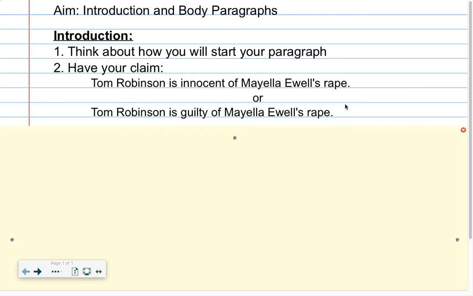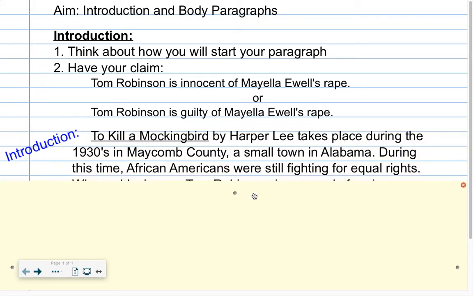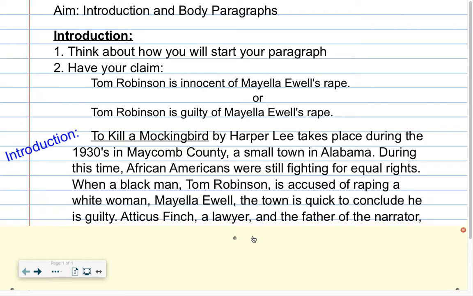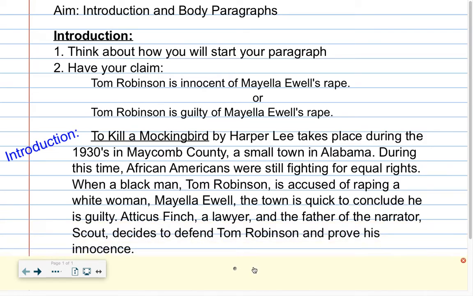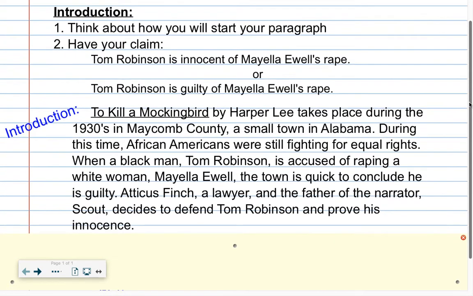You're going to talk about both of them in your argument, because if this were my claim that Tom Robinson is innocent, my counterclaim would be that people would say he's guilty, and then I would have to prove them wrong. So I'm always going to talk about both parts. I just need to choose which one is my stance. So if you take a look, I gave you an introduction. You can mirror your introduction off of this.